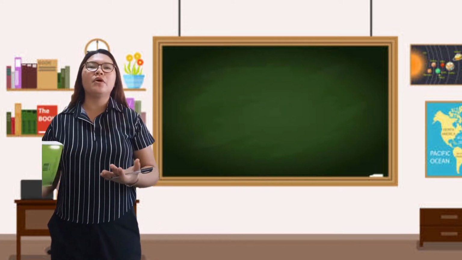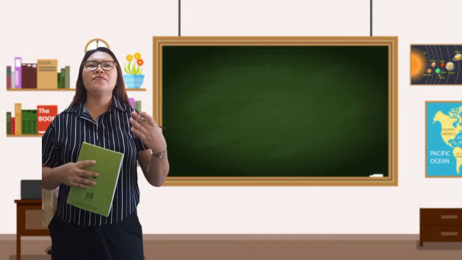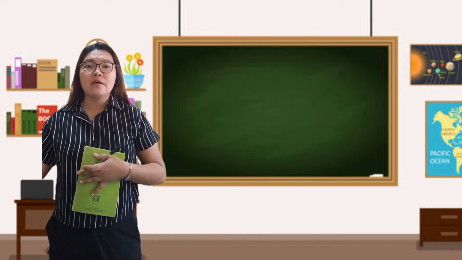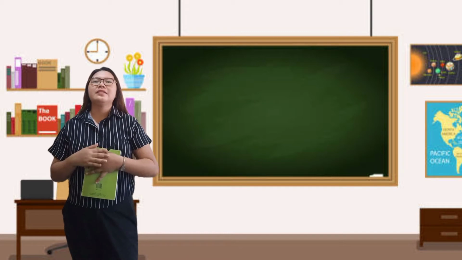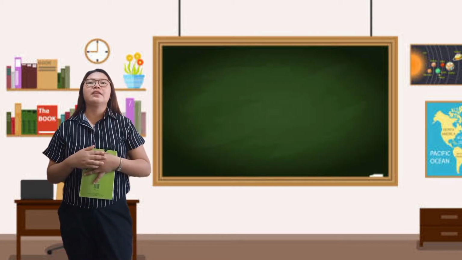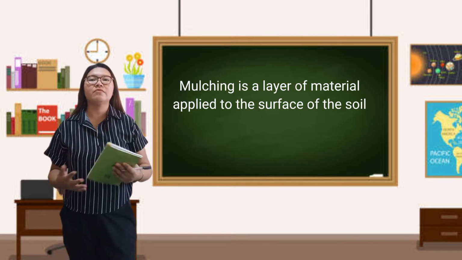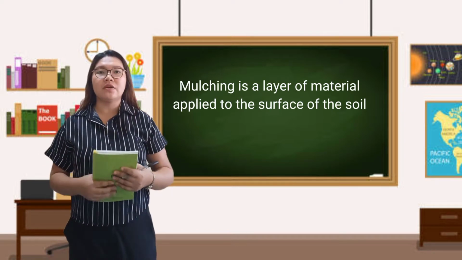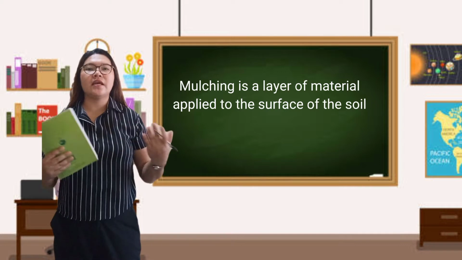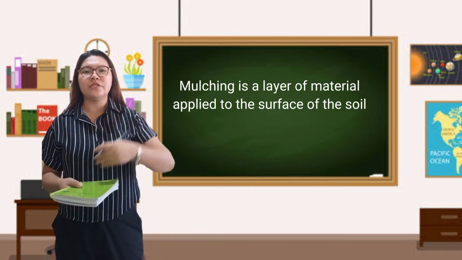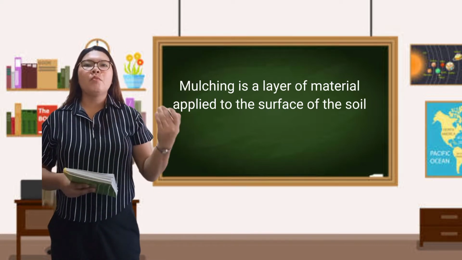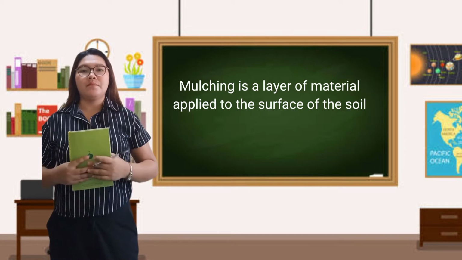Before we go on, what comes to your mind if you hear the word mulch? Yes, it's true. So, okay class, mulching is a layer of material applied to the surface of the soil to keep sunlight away from hitting it directly, to reduce moisture loss through evaporation.